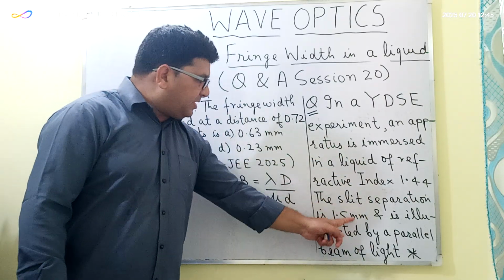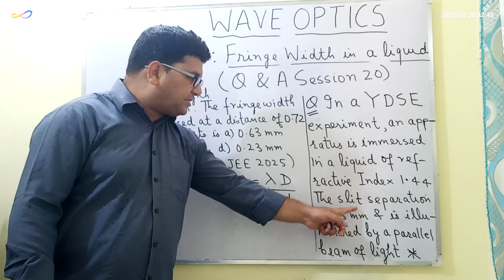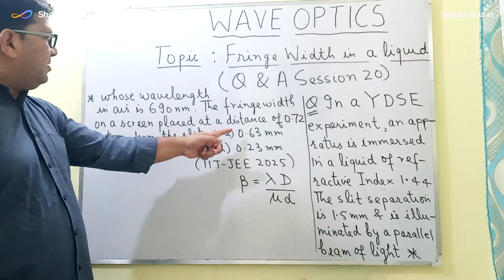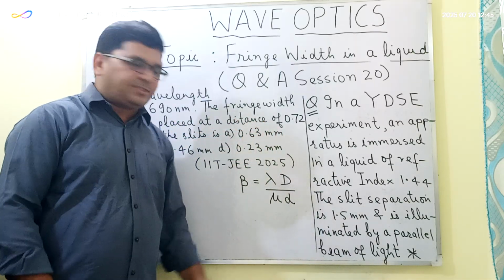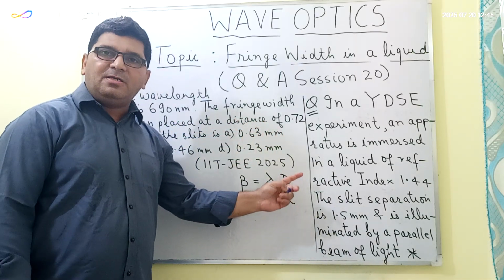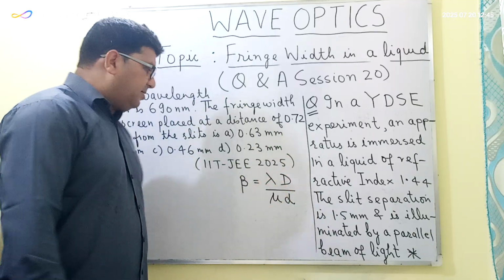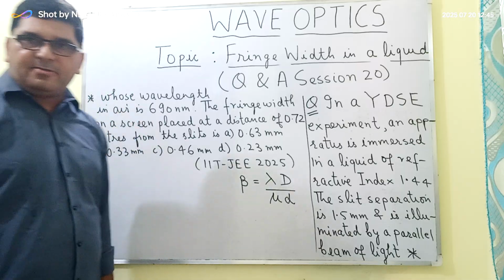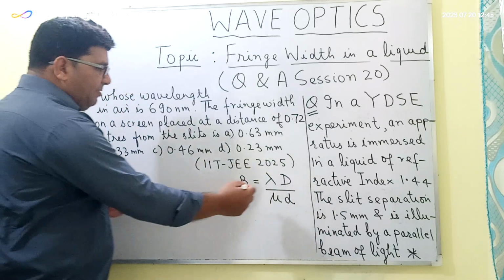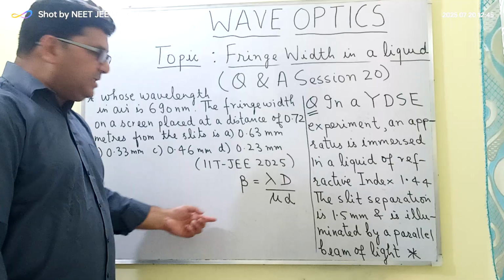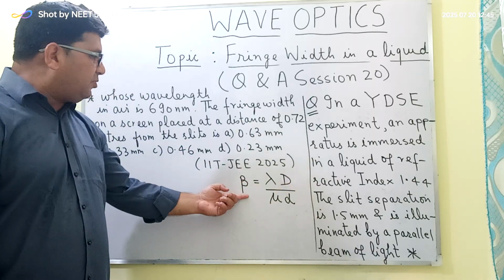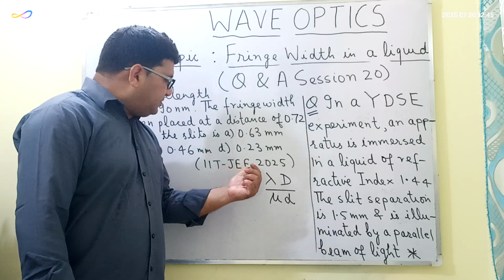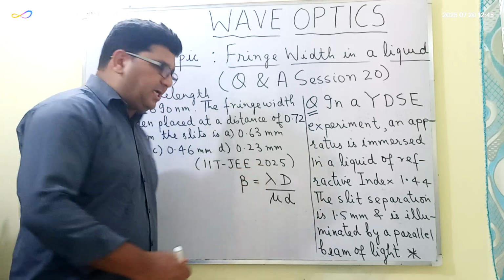Small d is the separation between the slits, that is the slit separation, and capital D is the distance between the screen and the slits. Lambda is the wavelength of the light in air. So I will simply use this formula and put in the values given in this question in order to find the fringe width. This is a very easy question which was asked in IIT JEE Mains 2025.